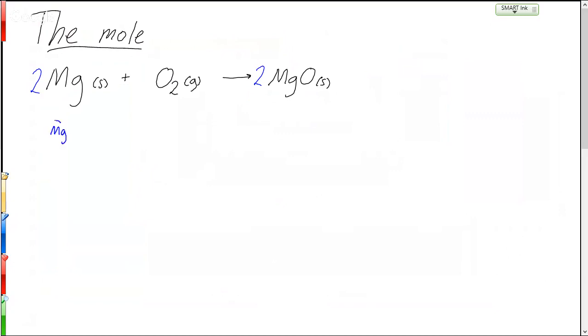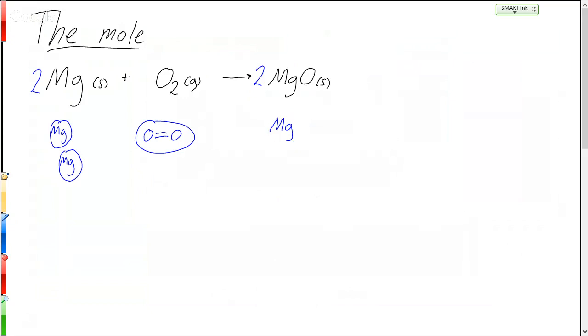Here's your magnesium atom. Here's another one. I don't know why I drew a circle around it, but that's fine. And then here's our oxygen molecule. We'll draw a circle around that too. So we need 2 magnesiums and 1 oxygen molecule to get this reaction to work. That's what this is saying. And then for our trouble, we will produce 2 magnesium oxides.